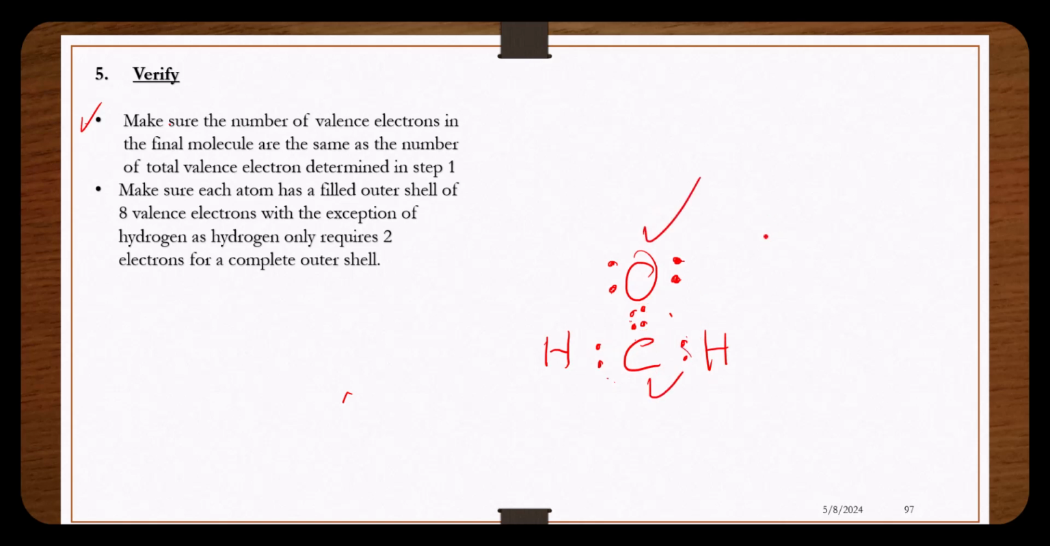We said that oxygen checked out with 8 valence electrons. Each hydrogen only requires 2 valence electrons to complete the outer shell, and this hydrogen meets that requirement with 2 bonding electrons, and this hydrogen is the same, it has 2 bonding electrons. So all the atoms have filled outer shells, and this requirement is fulfilled, so we can say that step 5 is complete and the molecule has been verified.